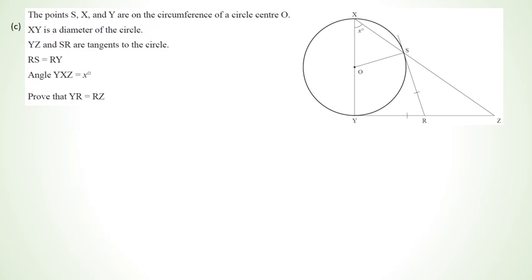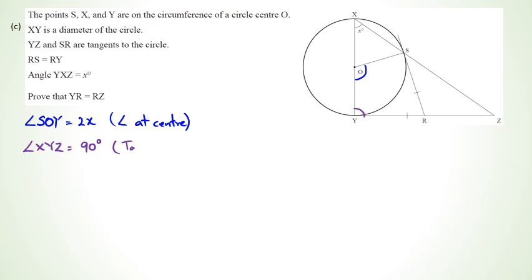All right, guys, so the first angle I'm going to work out in this case is angle SOY. Angle SOY is going to equal 2x because that's angles at a center. Now the next angle I'm going to work out is angle XYZ, which happens to be here. So angle XYZ equals 90 degrees because that's tangent to radius.